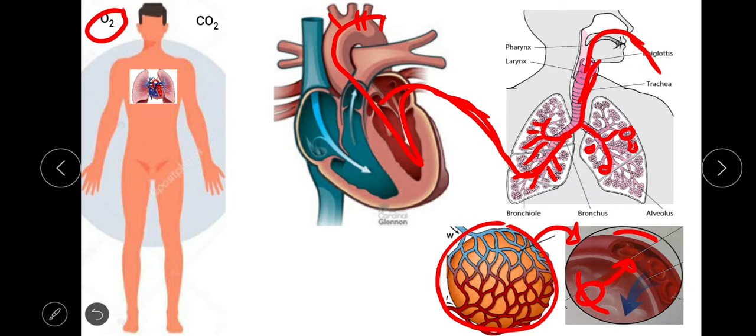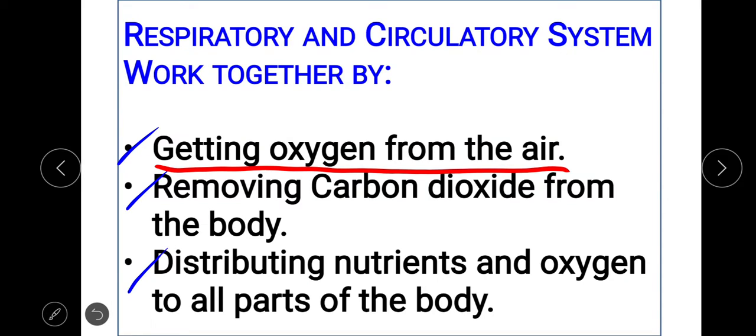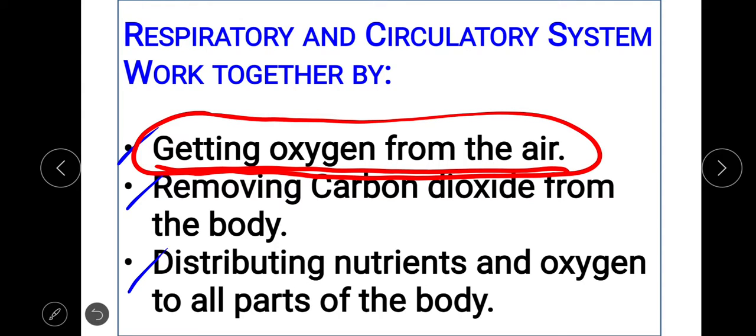So to all parts of the body, to the head, to the hands, and to our feet. From head to toe, oxygen is distributed to all parts of the body. So the first job, getting oxygen from the air, is already done. It's already finished. Now, what is the second job?